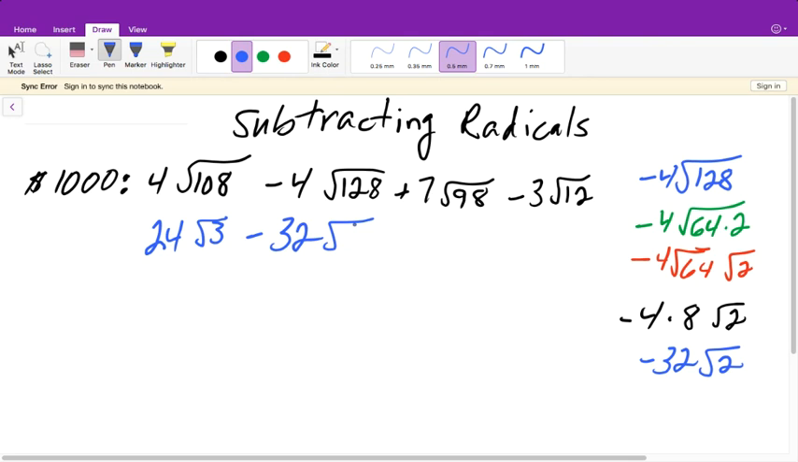All right, so a lot of these radicals we've done so many times. So hopefully you just start to realize what perfect square goes into it. It's not really as much thinking as would have been done 2 weeks ago, because we've done so many of these.